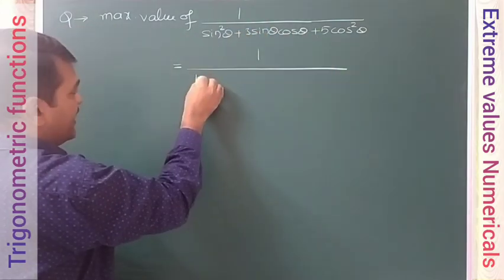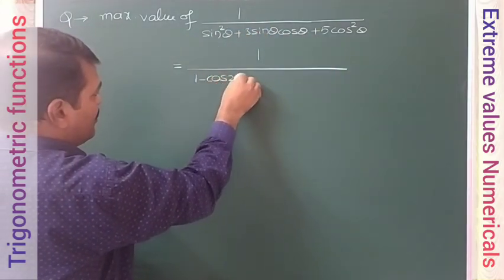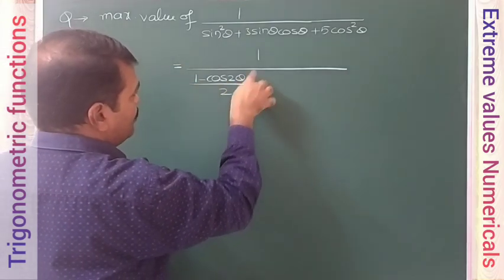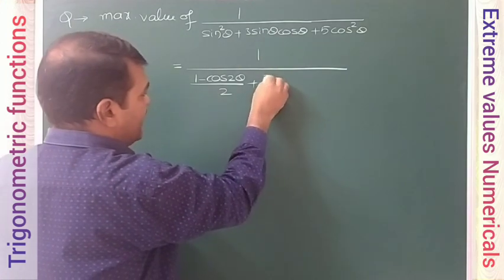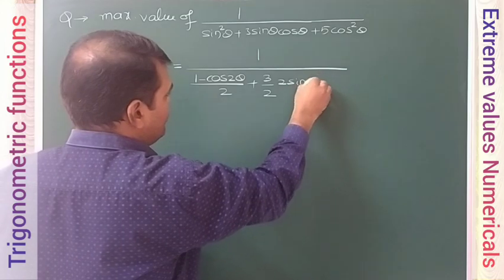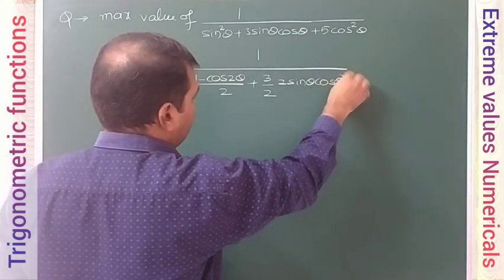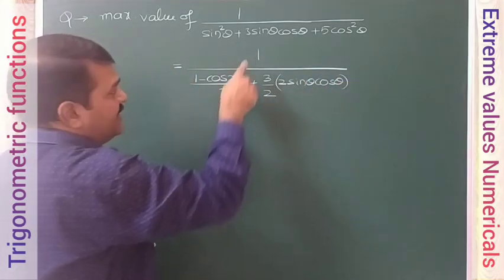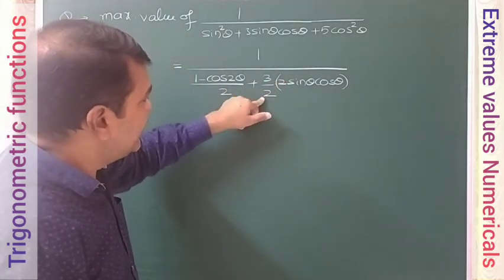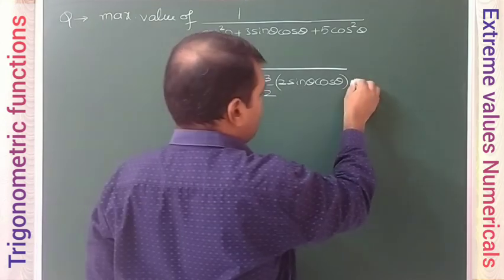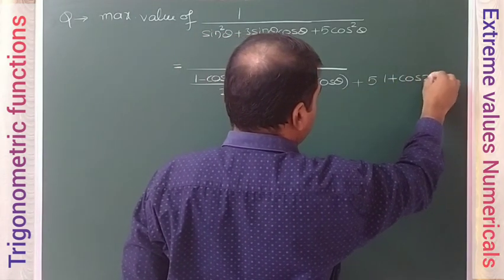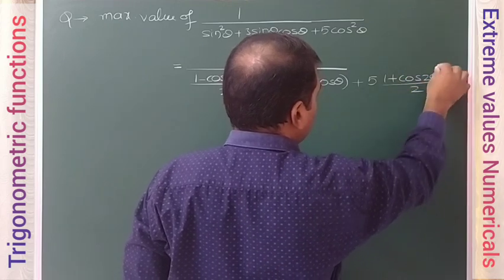For simplification, sin squared theta can be written as (1 minus cos 2 theta) by 2. Now, in the second term, let us divide and multiply by 2 to get 2 sin theta cos theta. That means we get the sin 2 theta formula if we divide and multiply by 2. Last term, cos squared theta can be written as (1 plus cos 2 theta) by 2.